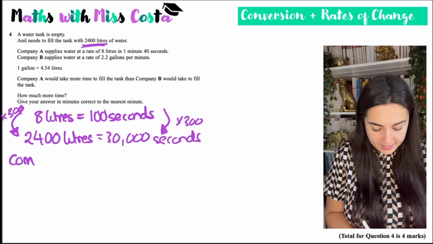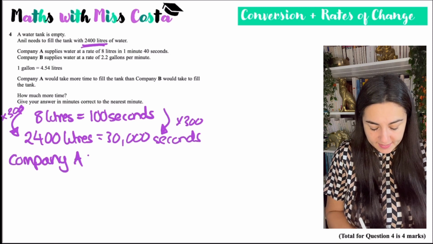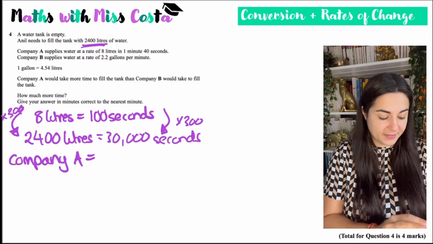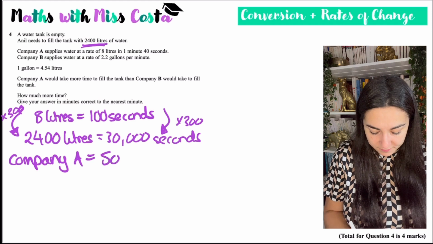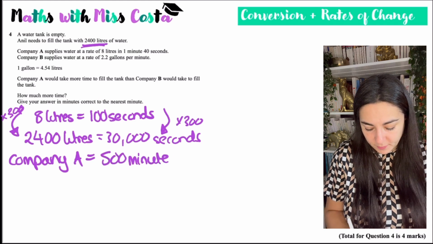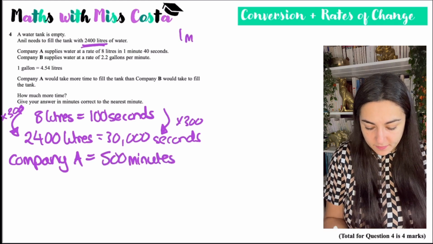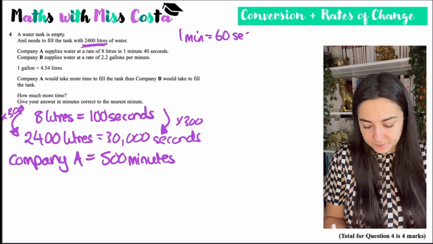So company A takes 30,000 seconds, and we want to turn that into minutes. So 30,000 divided by 60 is 500 minutes. Okay, remember there's 60 seconds in a minute. 1 minute is 60 seconds.